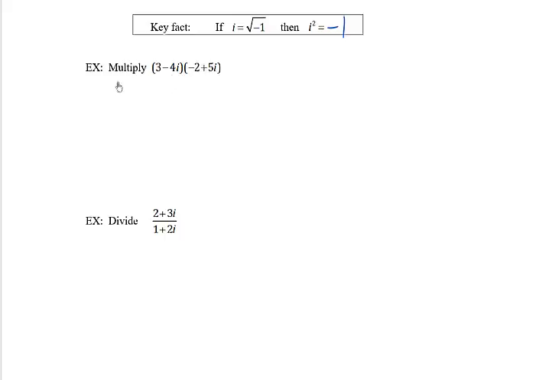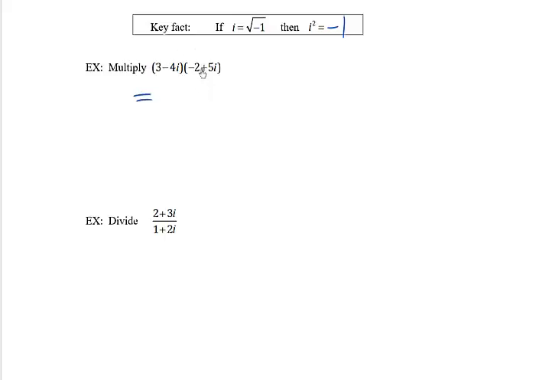All right, so here's my problem. I've got these two complex numbers. I'm interested in multiplying them together. Again, I hope this looks very familiar to you. It's very related to something we've been doing recently, namely FOIL problems. It looks just like a FOIL problem. Well, that's exactly how you approach it. Just do your FOIL.